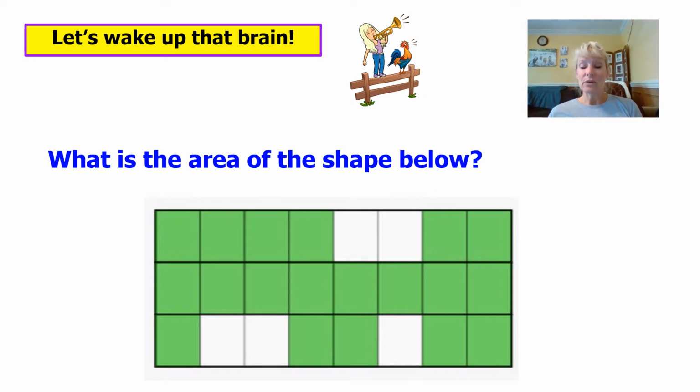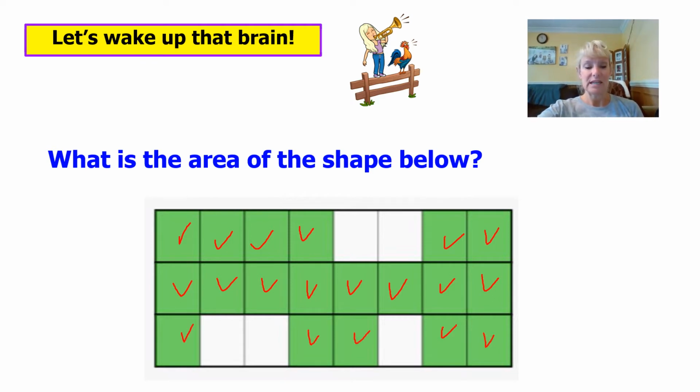Okay, to count area, remember that means that we're counting on the inside. So we have 1, 2, 3, 4, 5, 6, 7, 8, 9, 10, 11, 12, 13, 14, 15, 16, 17, 18, 19. This is 19 square units.